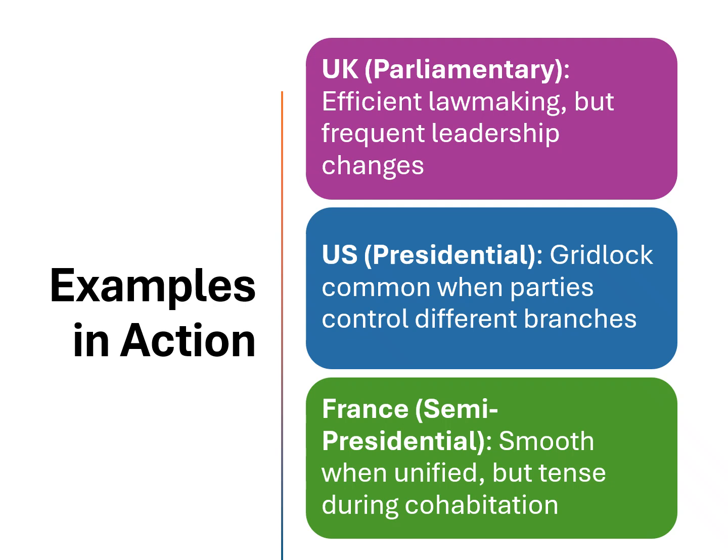Real-world examples: the UK, parliamentary, quick policy changes, but also frequent elections. Presidential system, well, we're talking the US, but we're also talking Mexico. Gridlock is common with that divided government. In the semi-presidential system, we show France, but remember, Russia is also semi-presidential. It's efficient under the same party leadership, tense during cohabitation.